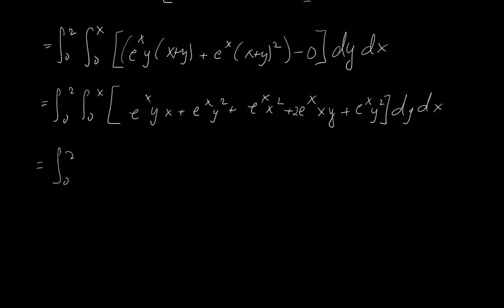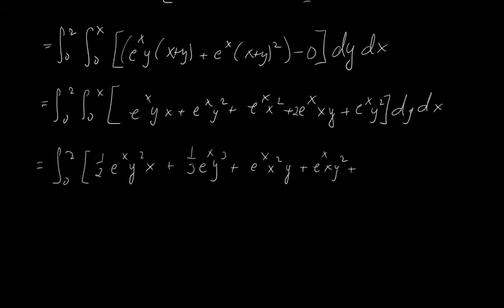Now we're going to integrate this with respect to y. So this will become 1/2 e to the x y squared times x plus 1/3 e to the x y cubed plus e to the x x squared y plus e to the x x y squared plus 1/3 e to the x y cubed.